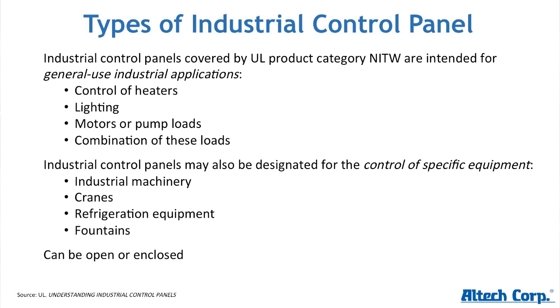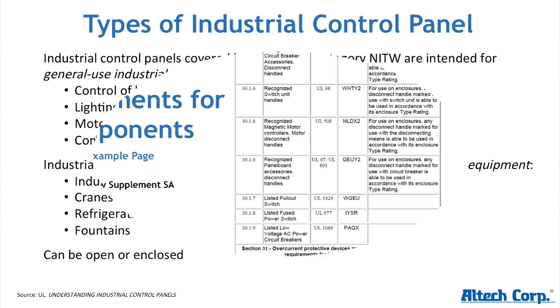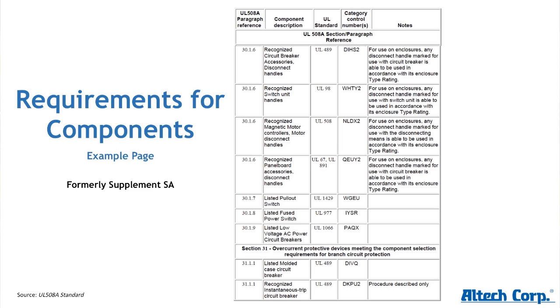It can be general use ones, which could be controls of heaters, lighting, motor or pump loads, or combination of these loads. Then there can also be specific equipment control component panels, which could control industrial machinery, cranes, refrigeration equipment, and fountains. And there also can be either open or enclosed.